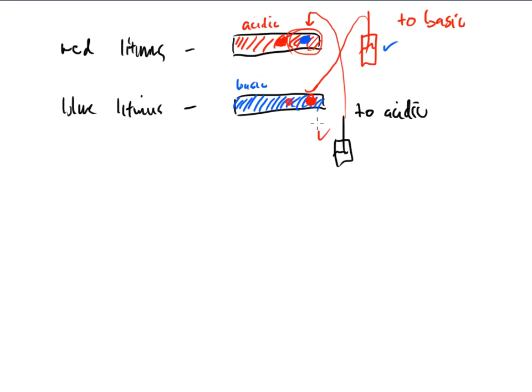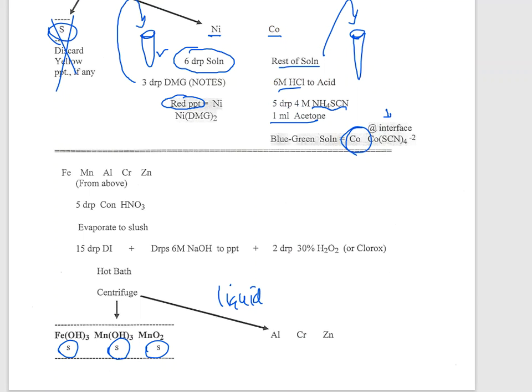So that's how we test if something goes too basic or if something goes too acidic. And you're going to see those statements scattered throughout the qualitative analysis scheme. So, for instance, right up here, add 6 molar hydrochloric acid to acid. That is what that means. You're going to keep adding this until you test it on a sheet of paper, and that paper goes red. And when it goes red, you are now acidic. And that is what that statement means.